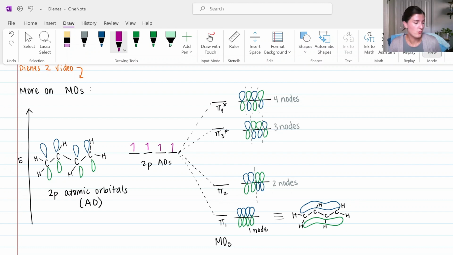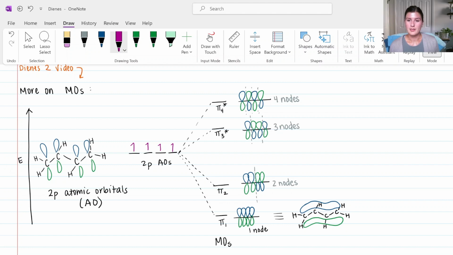So here we have the 4 possible molecular orbitals for 1,3-butadiene if we're only focused on the 2p atomic orbitals. The last thing we would do here is fill in where electrons are present in the molecular orbitals. We start with 4 electrons in atomic orbitals, and we know that because there's 2 double bonds, 2 pi bonds, so 2 electrons per bond, that's 4 electrons total.